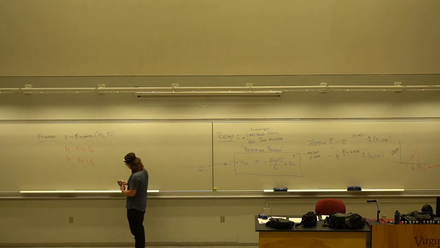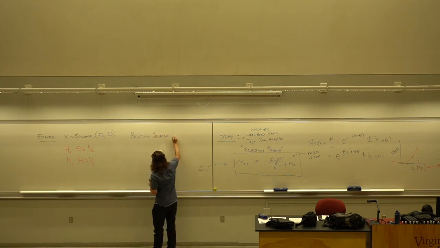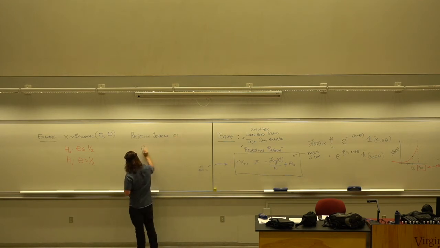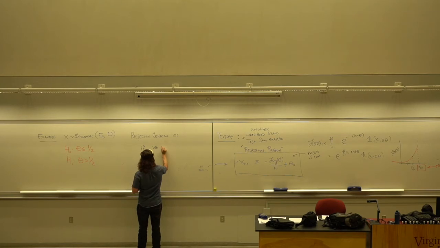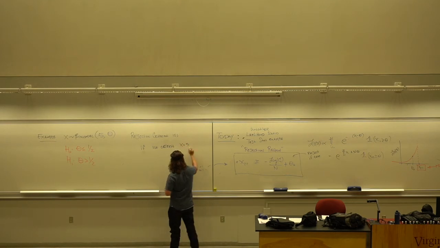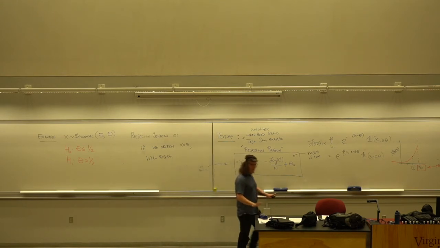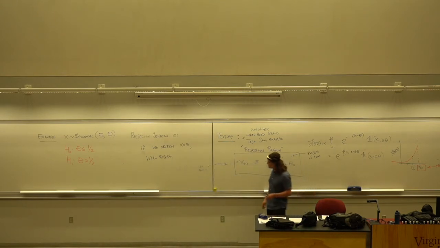So let's just say we're going to pick a rejection region. Our rejection criterion is, if we observe X is equal to 5, we'll reject. I just made this up. The book made this up. So it's at least sensible.